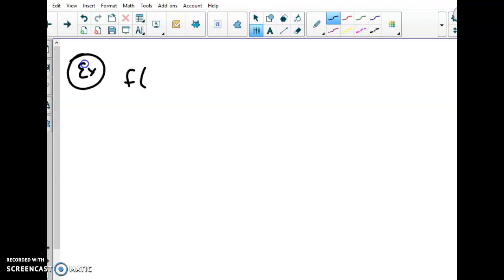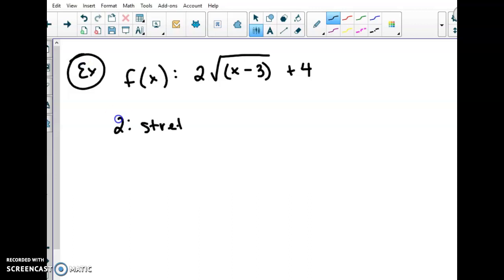Okay, so let's say that my function is 2, we'll stick with the square root here, x minus 3 plus 4. Okay, so what we're doing here is we're just trying to figure out, okay, what is happening with the graph without having to graph it. 2 is going to stretch it. That 3 there means that I'm going to shift to the right 3. And then that 4 means we're going up 4.